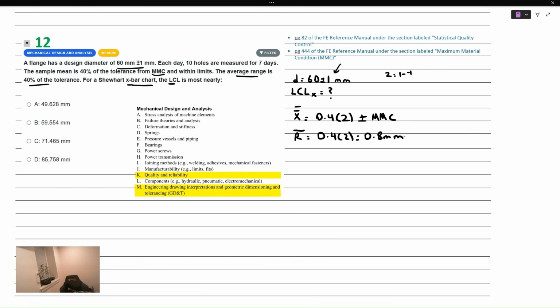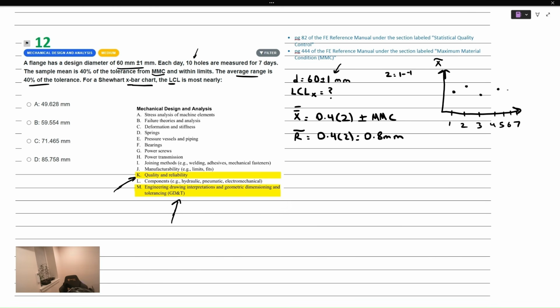So this problem is really about the idea of quality and reliability, as well as some GD&T concepts thrown in there. And if you're struggling to visualize what the problem is asking, we really have a chart here where each day would represent a single point. So we would have 7 different days. And on each day, if this was an average chart, the 10 holes, or the 10 measurements that are taken, would be averaged and represent a single point on this plot. And you can do that for every single day, right?